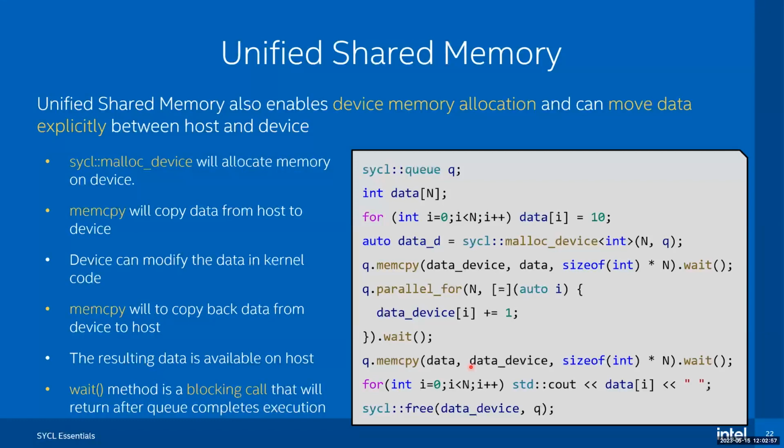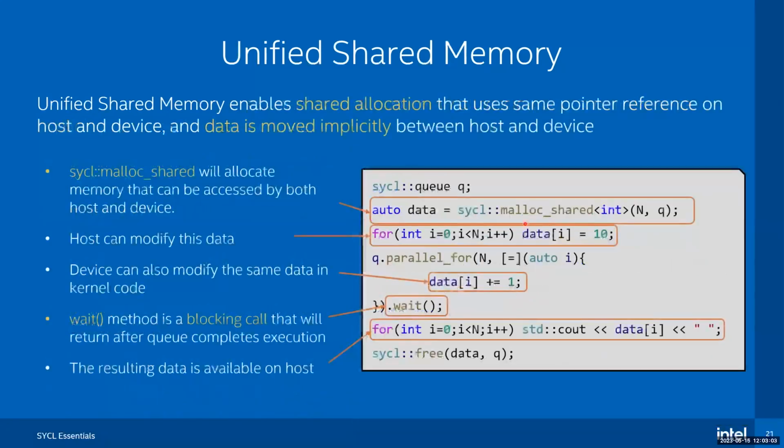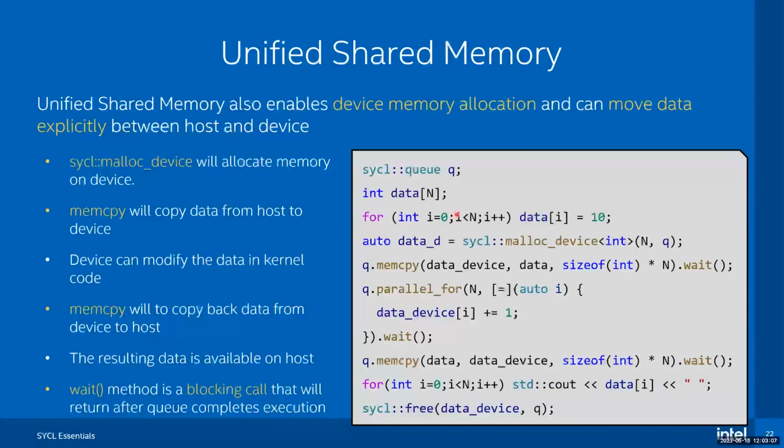Right. So this is the next step. So we talked about this: we looked at unified shared memory using malloc_shared. But if you want to have more controlled movement of data, you would use malloc_device. This is mainly allocating memory on the device specifically. And if you do that, you have to explicitly move the data from host to device.